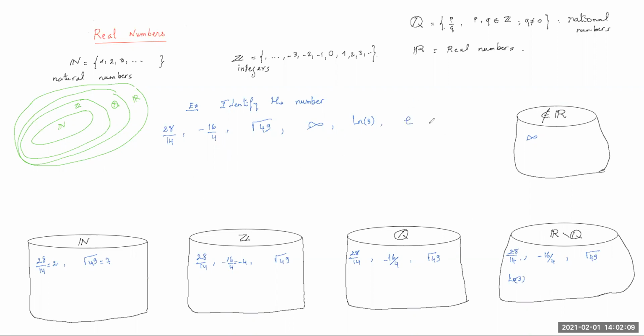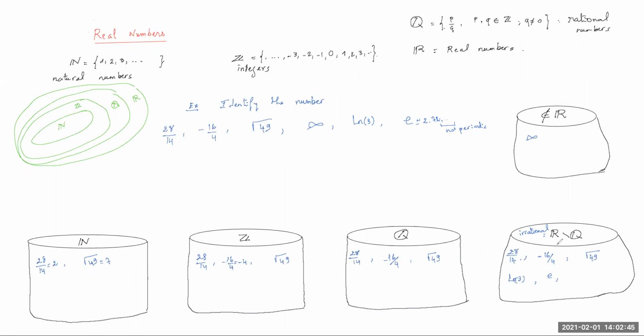E, the exponential e, is 2.72 and so on, but the decimal part is not periodic. So it is part of this set. It's irrational. Yes, this set of numbers are the irrationals.